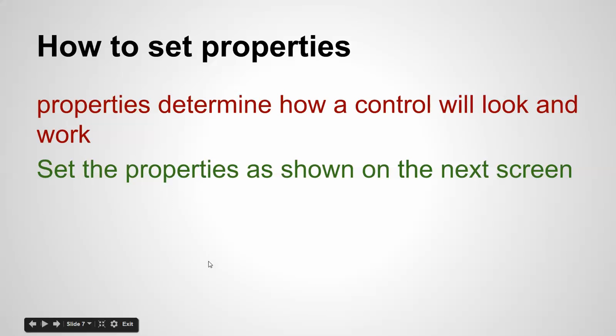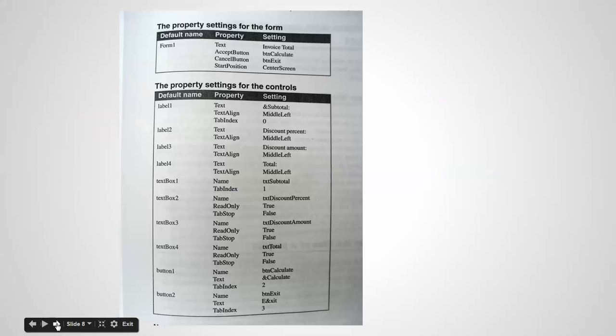All right, properties determine how a control will look and work. Write that down. And then we're going to set the properties shown on the next screen. So write that down, and then here we go. So if you look at this, all right, so for example, the form text property is invoice total. All right, and this is in the book, so just grab the book and you can start doing these. But we'll do a couple. So the text property is total invoice.